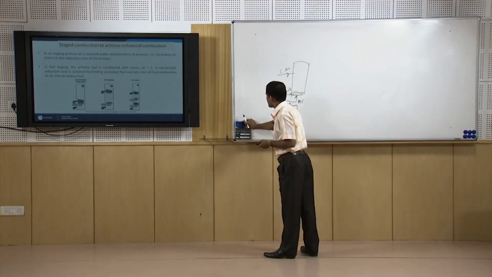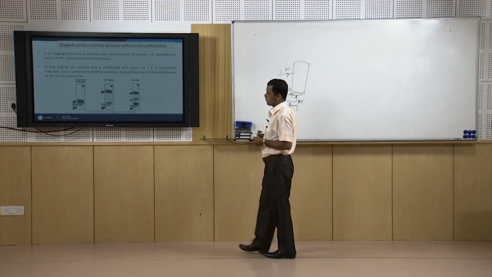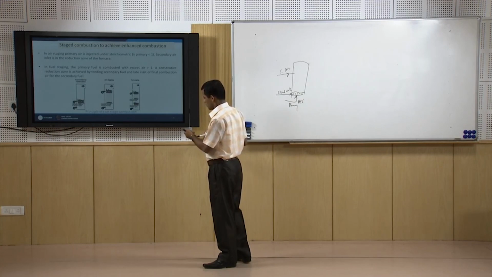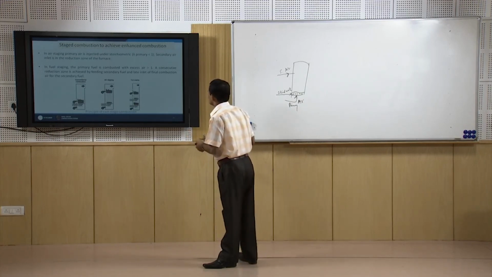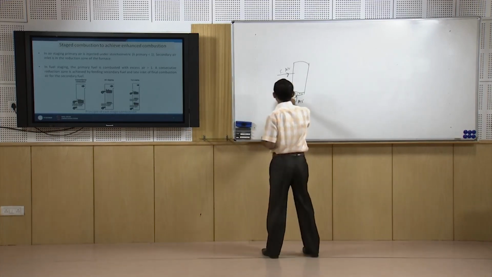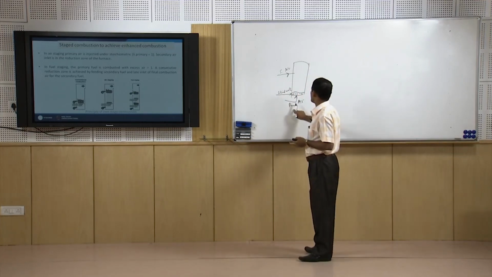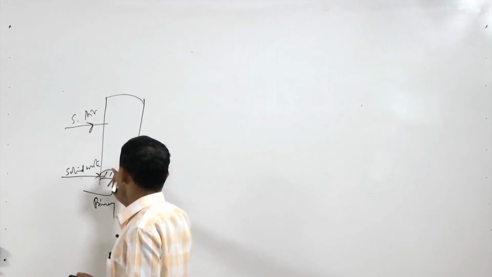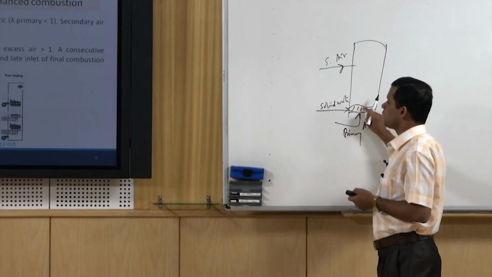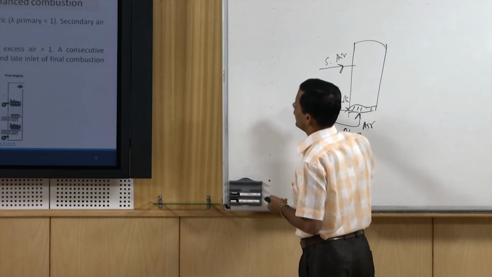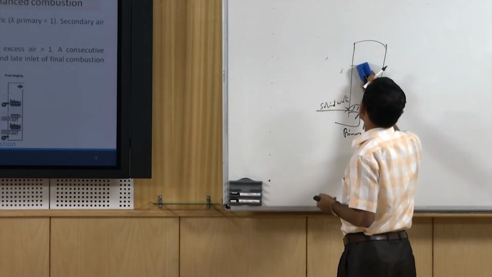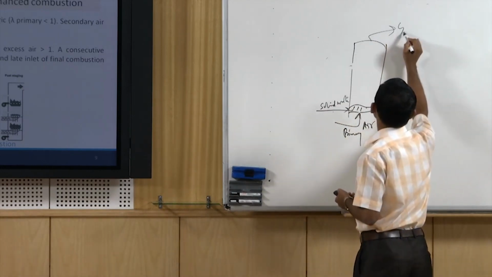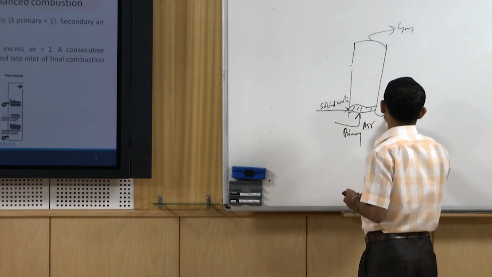Now, we will see some examples of two-stage combustion or staged combustion. So, the first one is the conventional one. So, here we are putting the solid waste and here we are putting the primary air. So, combustion will be going on and then the flue gas or hot gas will go out and we will get ash from it.